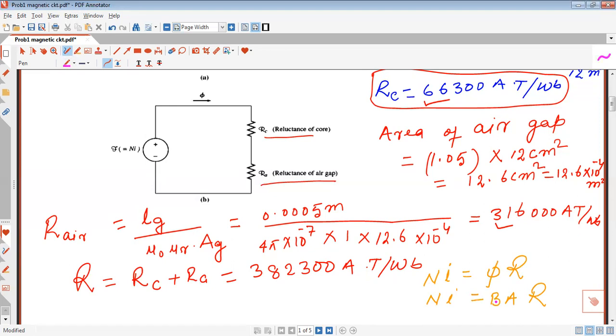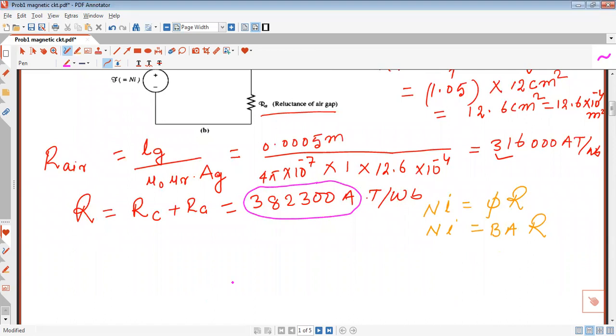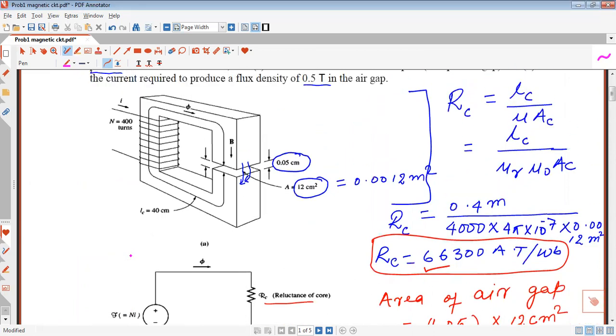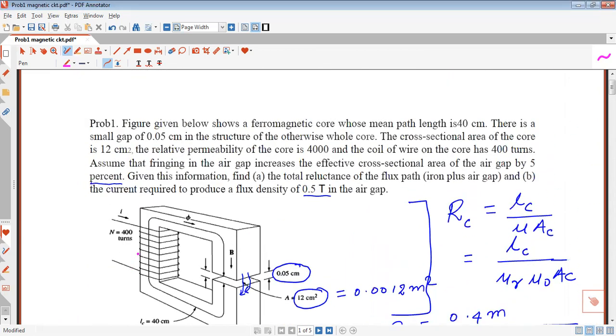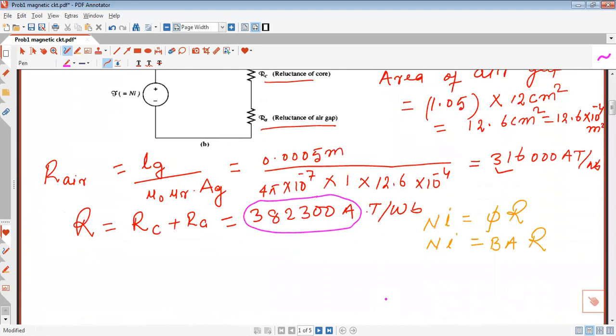Now we can see here we have all the values known except this current I. The number of turns is given, B is given, the area of cross section is given, and the total reluctance we have already calculated. So we have to put all these values and we will get the result. The number of turns is given in the question as 4000, the flux density is given as 0.5 Tesla, and the area is given.